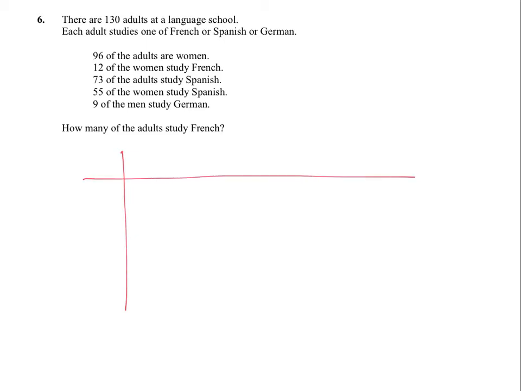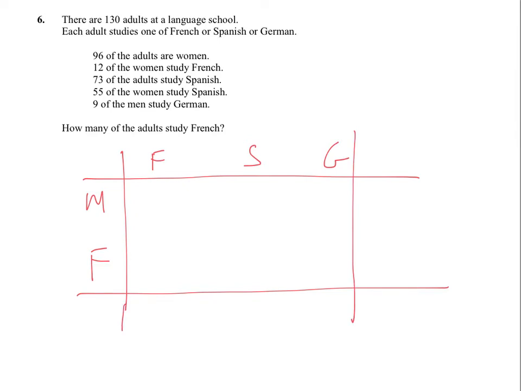So we've got 130 adults who are studying French or Spanish or German, and they're either male or female. So we have a total of 130. 96 women in total, so female is 96 in total. 12 of the women study French, 73 of the adults study Spanish, so that's 73 down here. 55 of the women study Spanish, so that's 55 over here. And 9 of the men study German, so men studying German, that's a 9.